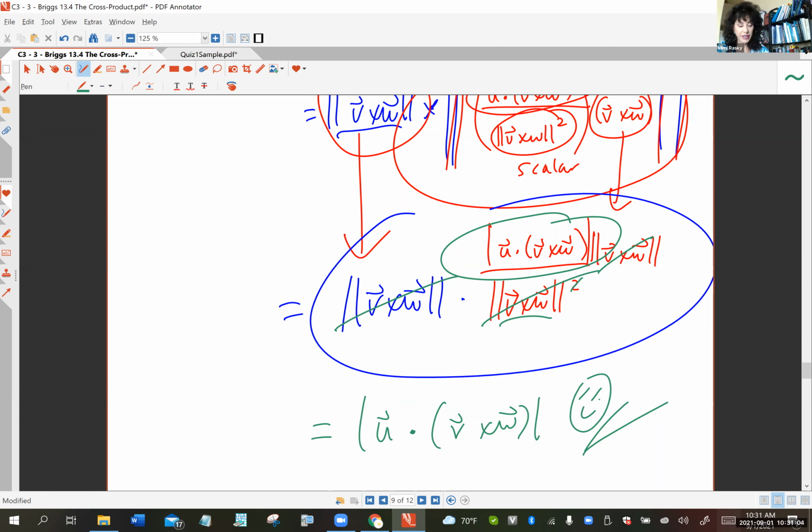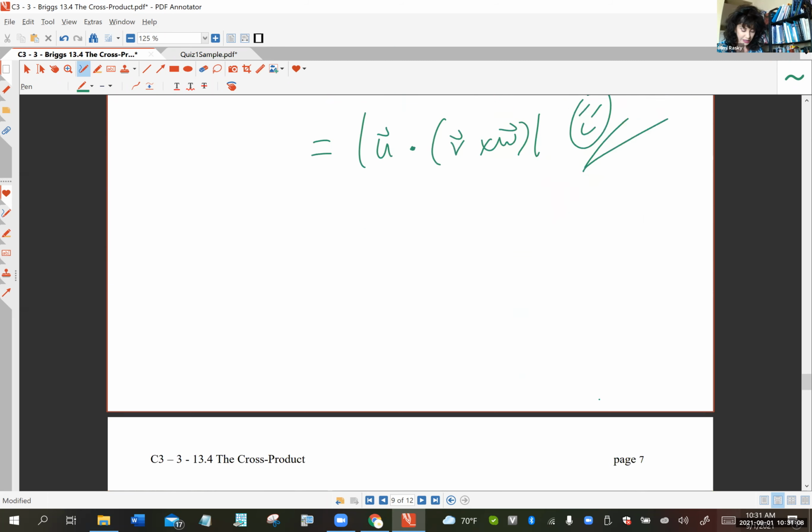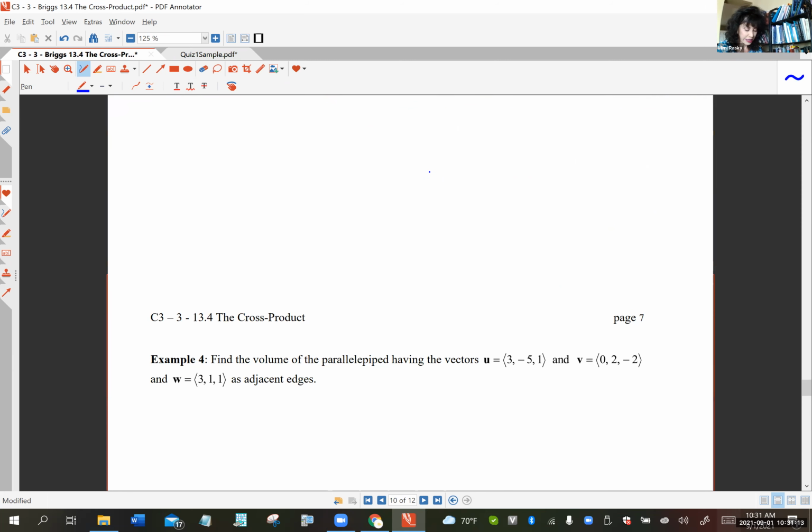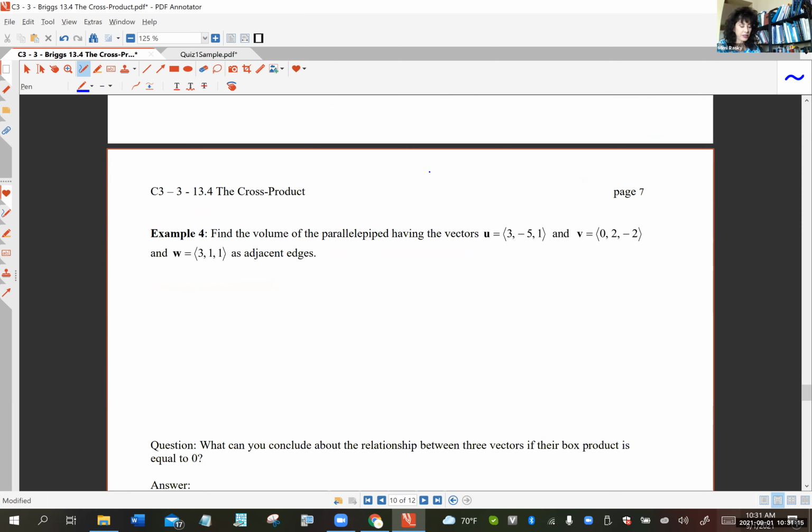And we have the volume of that box that looks like it's kind of sideways. So let's actually do a box product in this next example. We're going to find the volume of the parallelepiped. That's the name of that shape that looks like a box, but it's kind of pushed over a little bit, angular. You have U, V, and W. Those are the adjacent edges. Fine. So the volume is the absolute value of the dot product of U with V cross W.